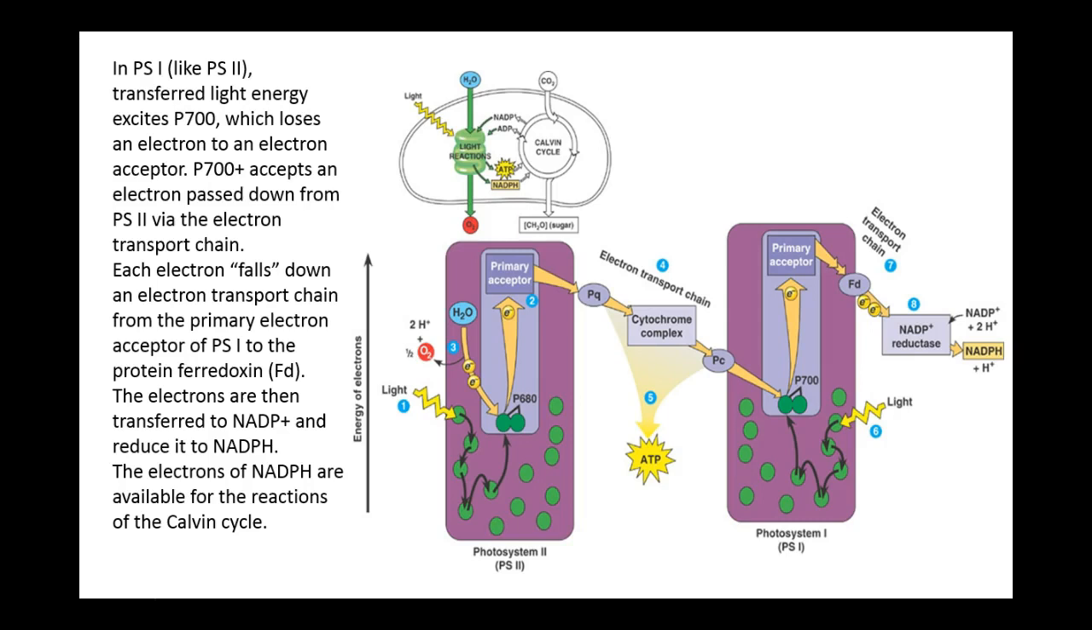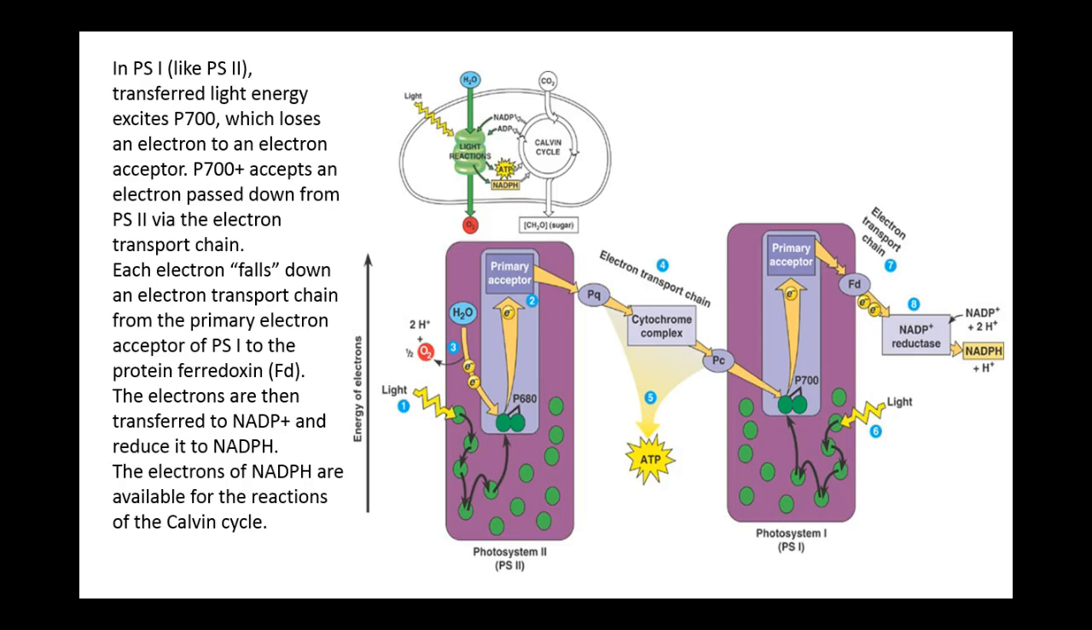That electron, as it falls down the transport chain from the primary acceptor of PS1 to that protein, and there you have the protein written out, ferredoxin, is then going to transfer to your electron acceptor, NADP positive, and reduce it to NADPH.